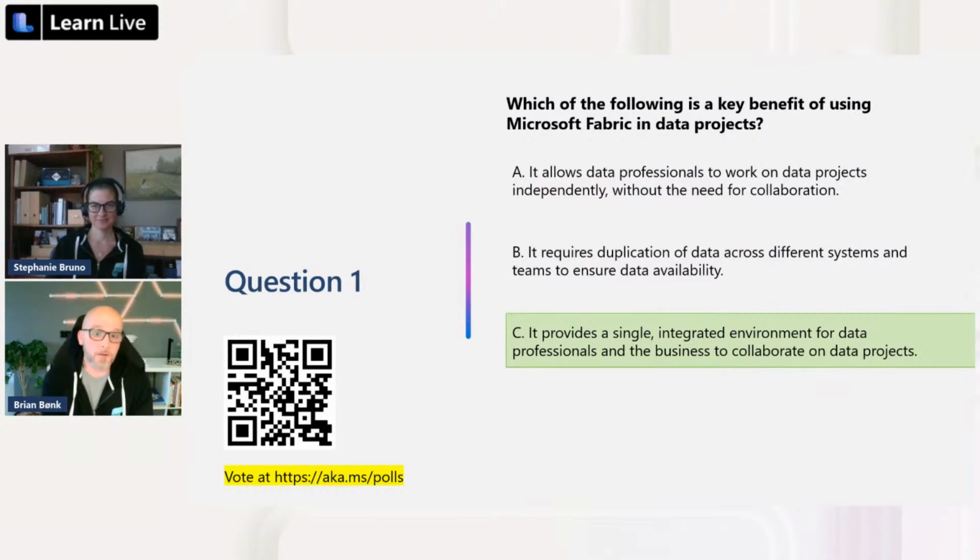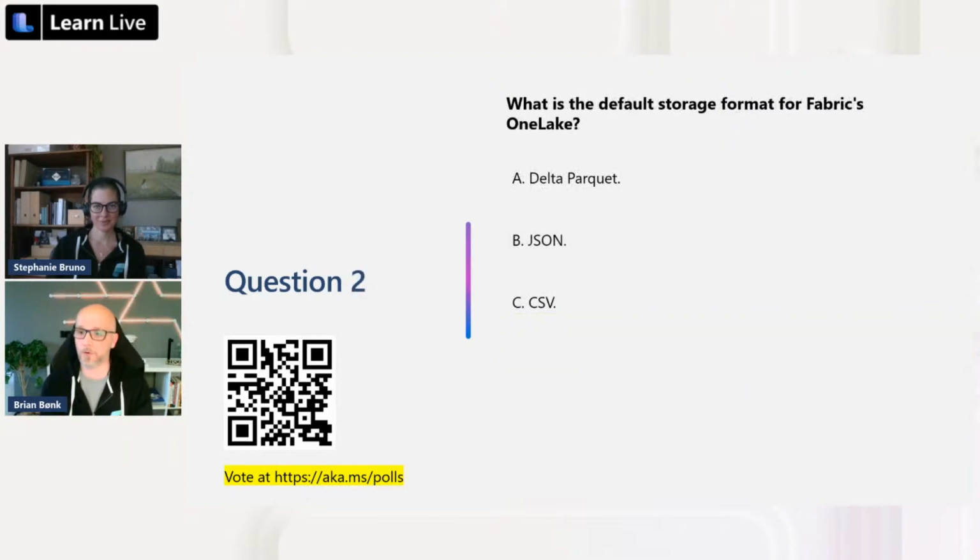Fabric provides a single integrated environment for data professionals and the business to collaborate on data projects. So yeah, great. And thank you for all the votes. I see we have more than 600 attendees live on this session, and the vote has now ended, and we got 97.85% of all the voters were on C. So that's great. Excellent. I feel good about that. That's an A. All right, question 2.